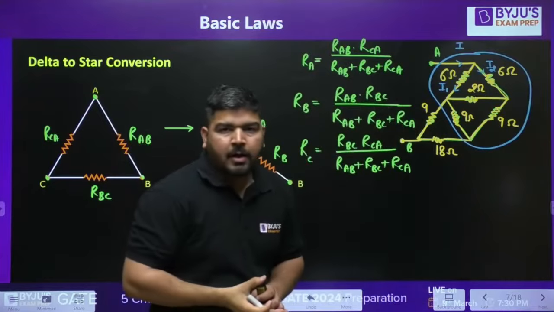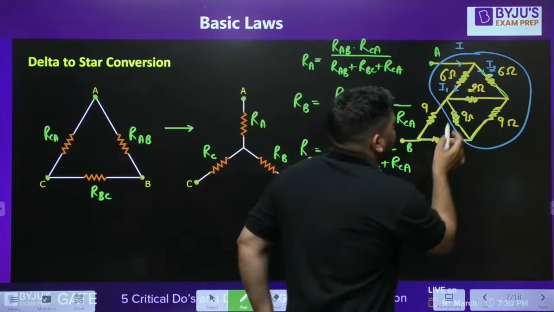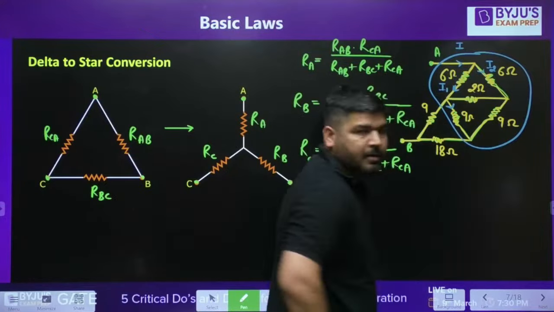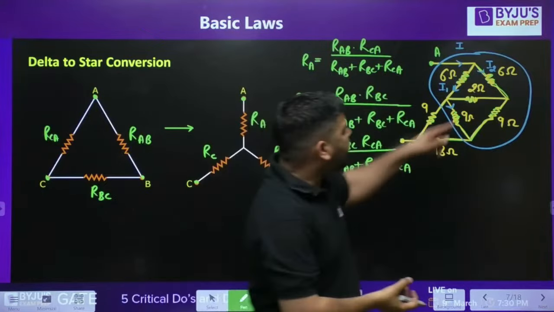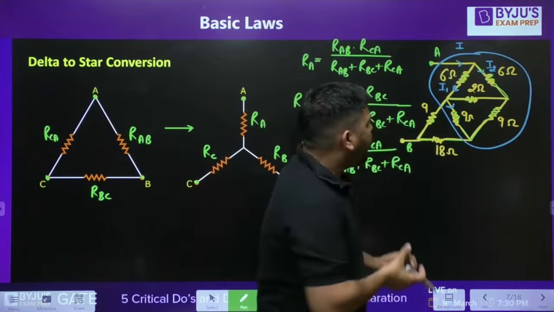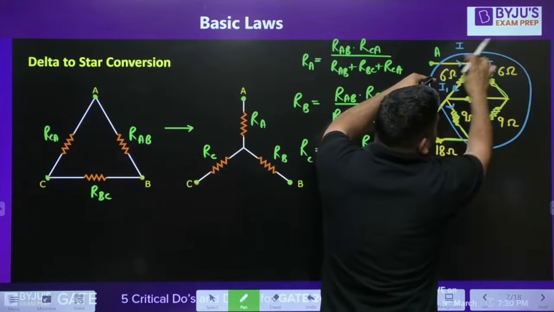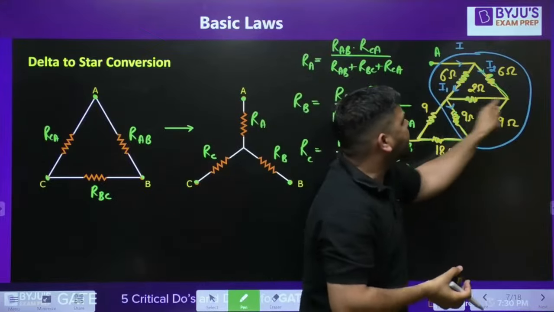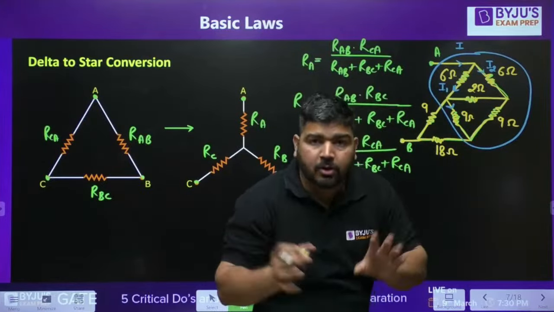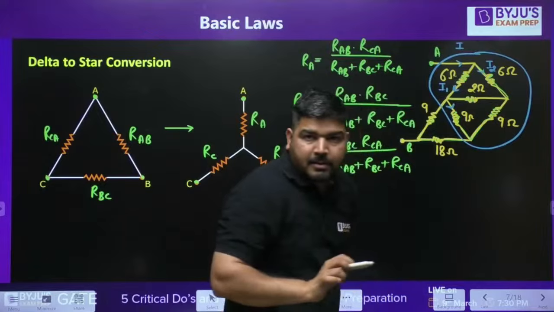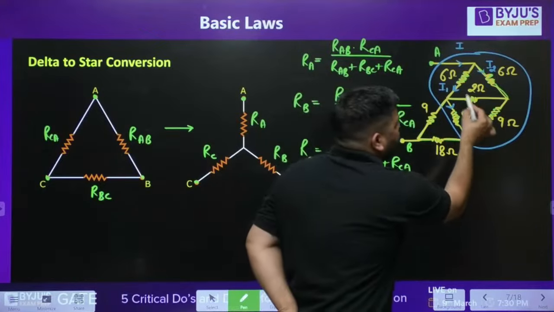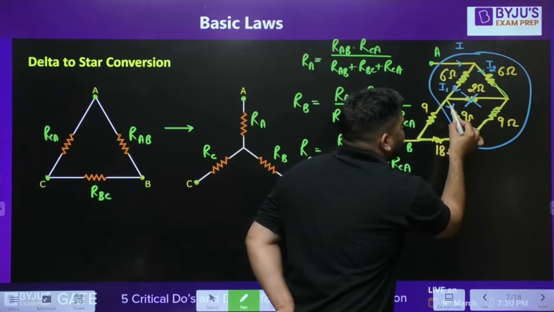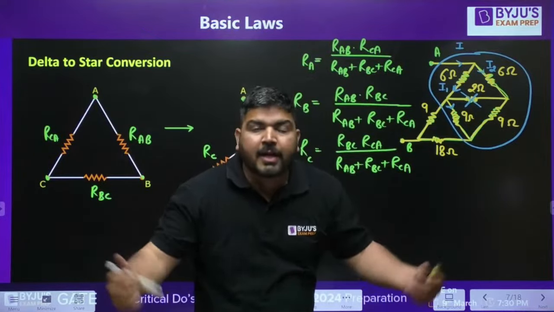Now, how many of you think that if it is a balanced bridge, the same current will go on this side? No, sir. The same current will not go on this side. Why? Even if you see that this bridge is balanced, 6 upon 6 equals 9 upon 9, so there should be no current in this branch. But actually not. I can remove this resistance only if this current and this current remain the same, but actually they will not remain the same.